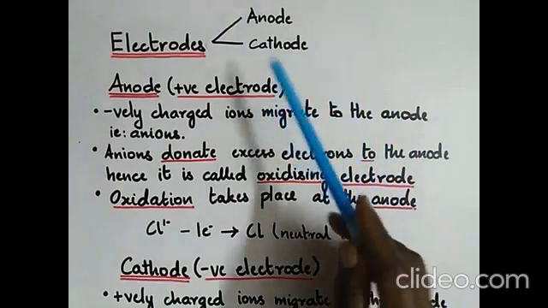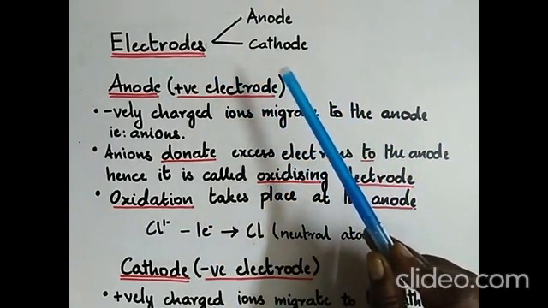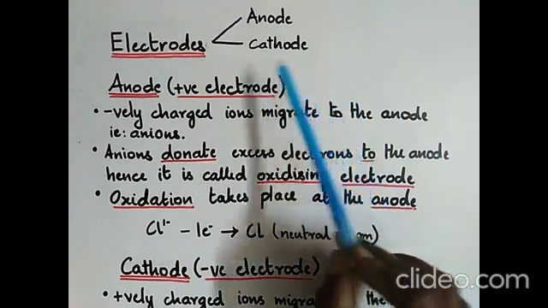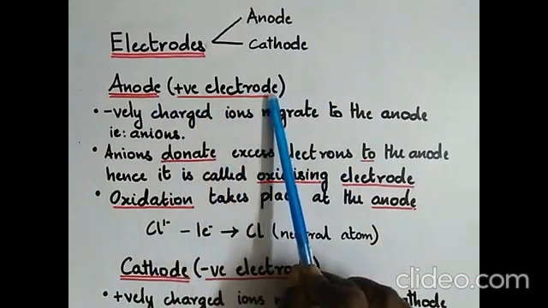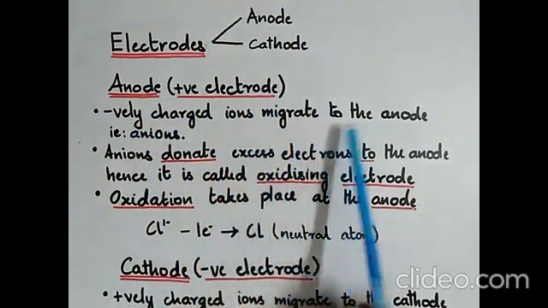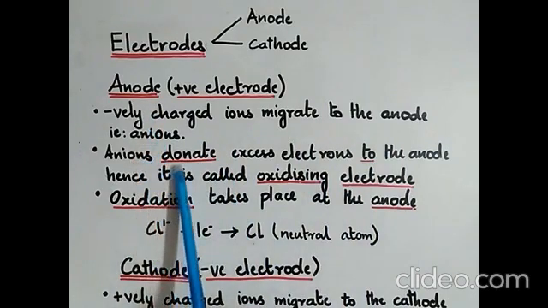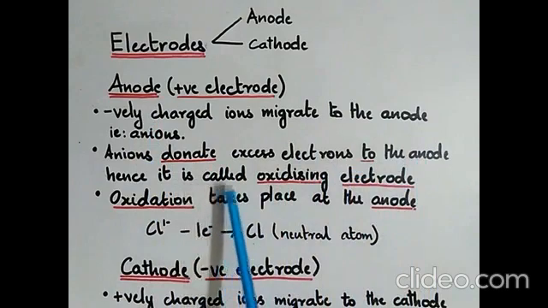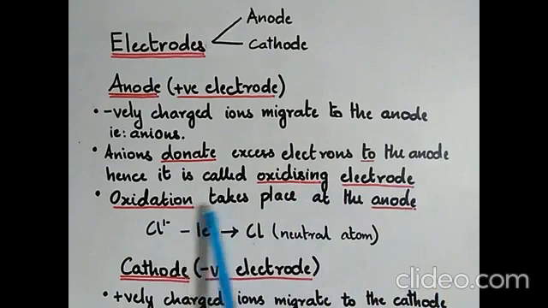So we have studied about electrolytes. Electrodes allow electric current to enter or leave the electrolytic solution. So there are two types of electrodes, anode and cathode. Anode is the positive electrode. So negatively charged ions migrate to the anode. Negatively charged ions are anions. They donate excess electrons to the anode, and therefore the anode is also called the oxidizing electrode. And oxidation takes place at the anode. Oxidation is loss of electrons. So chloride ion loses one electron to form a neutral chlorine atom.